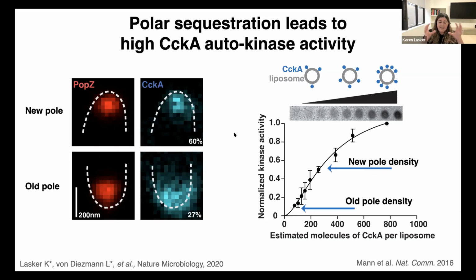So by having PopZ allow for CckA molecules at the new pole and maintaining PopZ at a specific size, we can reinforce this autokinase activity at one position, patterning the autokinase activity of CckA.